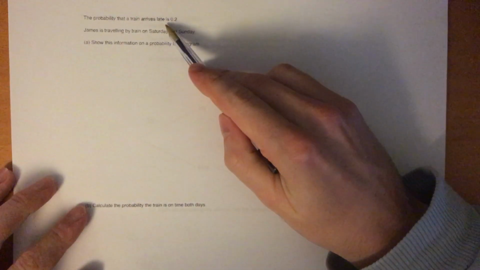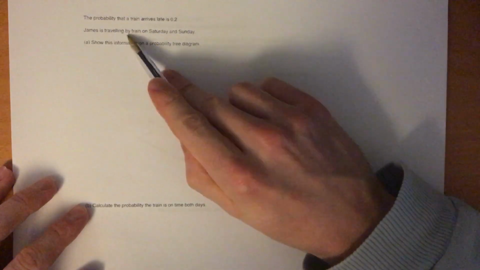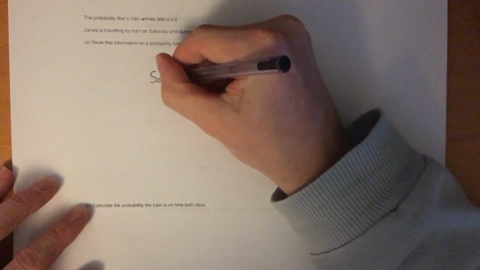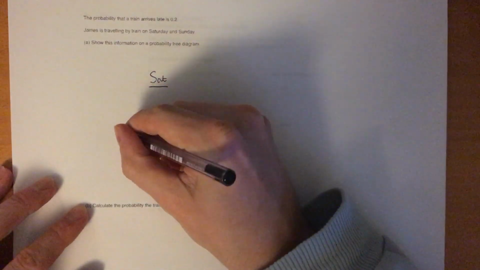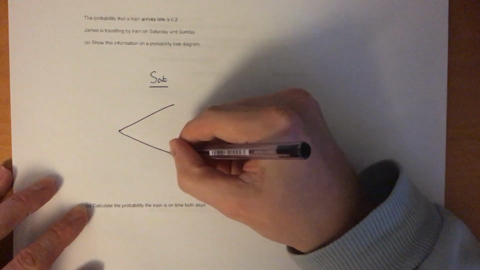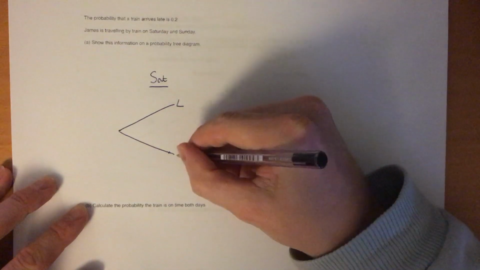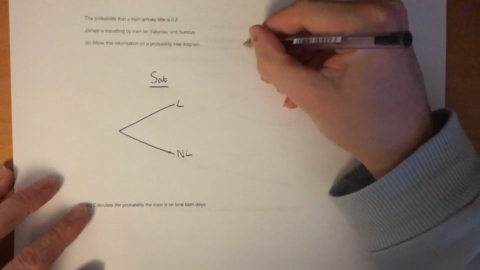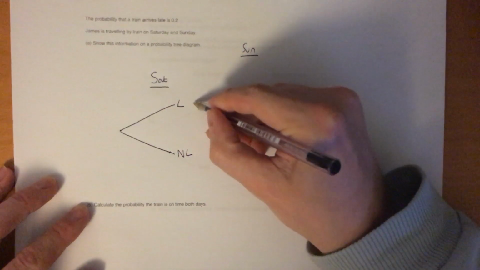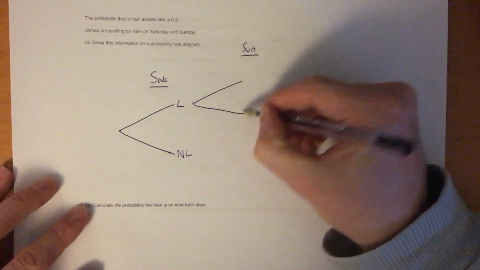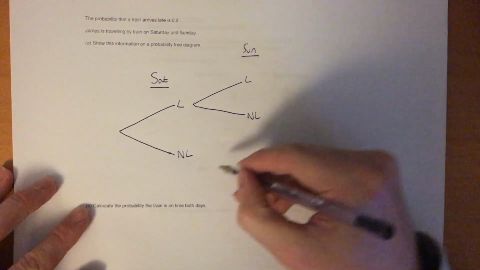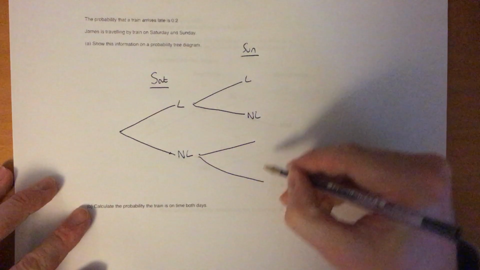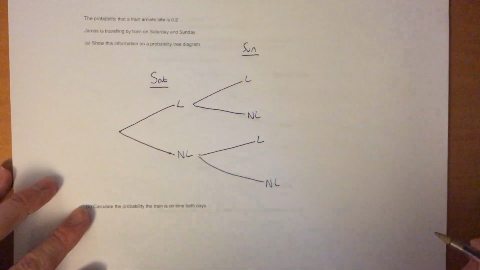This time we have to draw out the tree ourselves to begin with. So the probability that a train arrives late is 0.2. James is travelling on train on Saturday and Sunday. Okay, so I'm going to label that as Saturday. And I'm going to go boom, boom. And I'm going to say here, late, not late. And then Sunday. If he's late on Saturday, he could be late or not late on Sunday. Or if he's not late on Saturday, he could still be late or not late on Sunday.